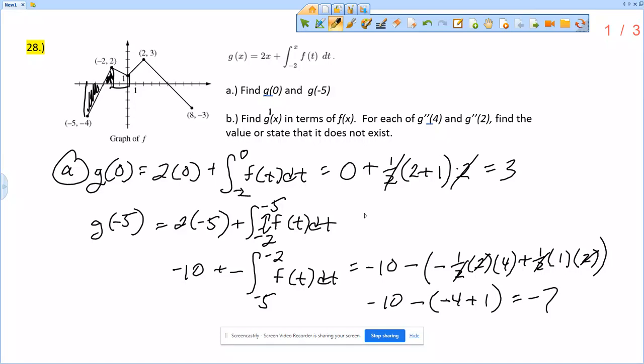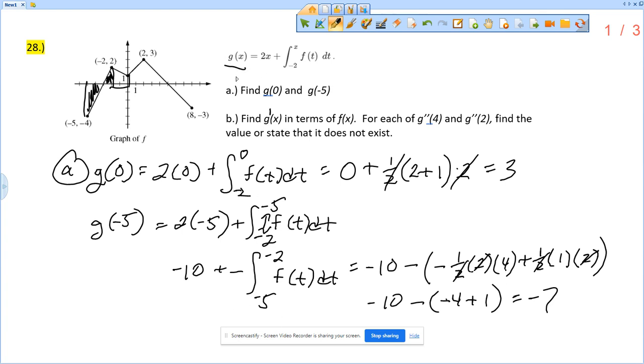This is the solution video for Unit 7 review, problem number 28, part B. All right, so it says find g prime of x in terms of f of x. For each of g double prime of 4 and g double prime of 2, find the value or state that it does not exist. All right, so first of all, g prime of x.